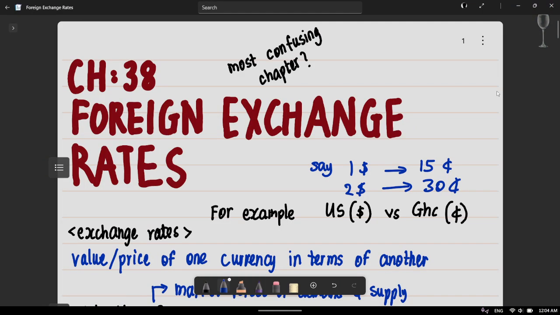Today we are going to be looking at IGCSE Economics Chapter 38, Foreign Exchange Rate. Now this is arguably the most confusing chapter in all of economics. So let's get started and understand this chapter completely.